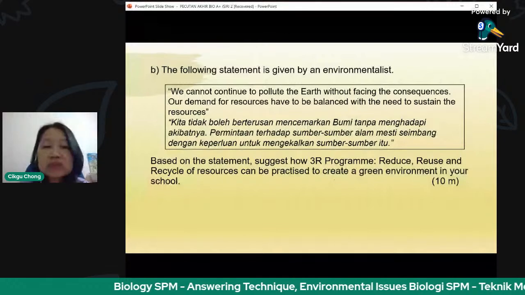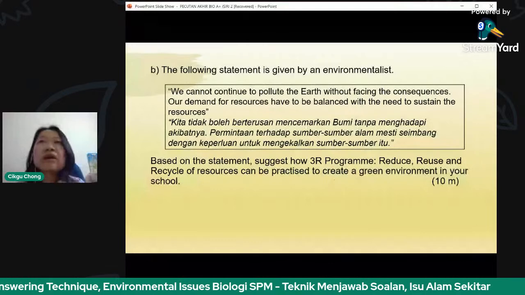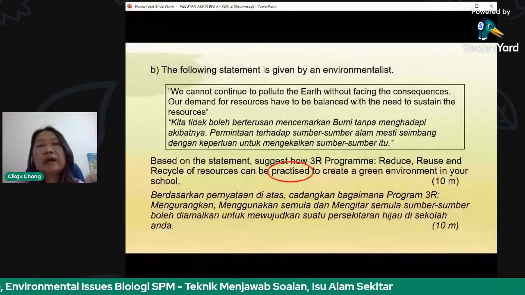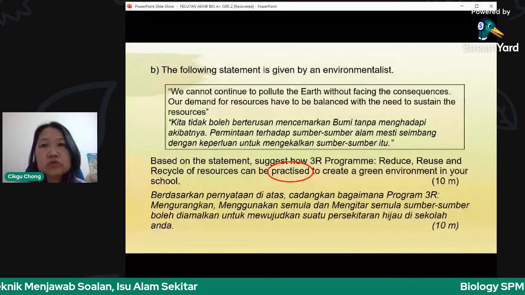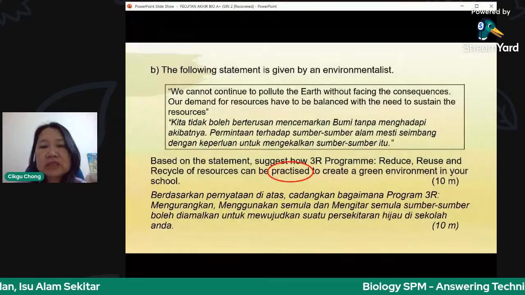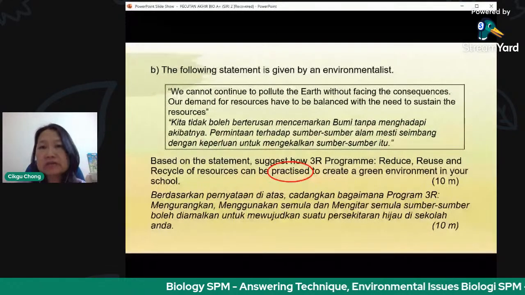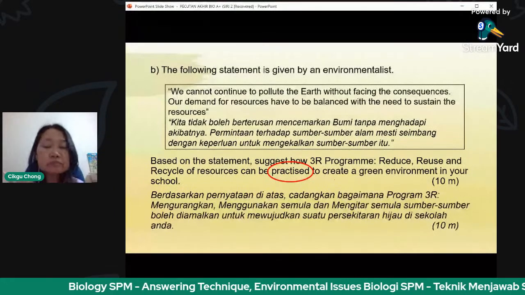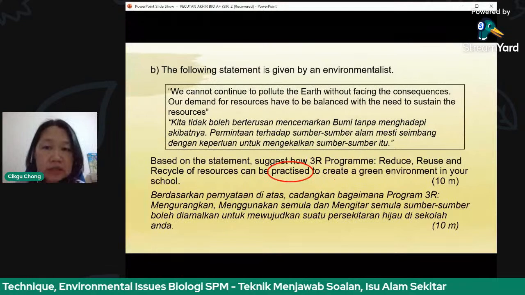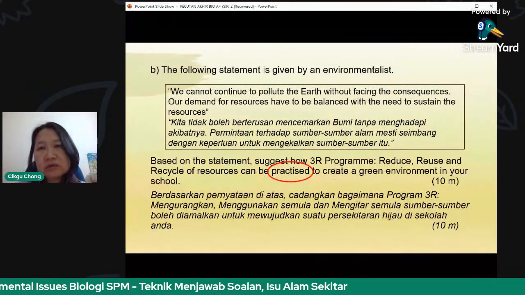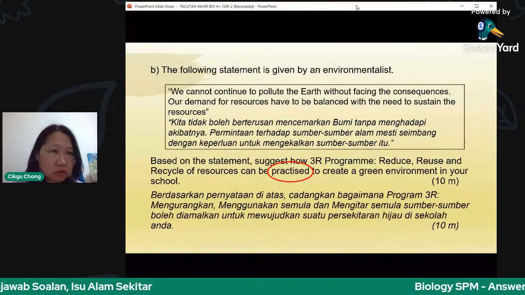Do not talk something very general. The environment, the nature, blah, blah, blah, the entire country, whatever. They want you to go back and talk about it in school. What can you do in your school to practice this 3R program? Reduce, reuse, recycle. Okay, so you can break it up. Talk about reduce, what can you reduce? Then you can reuse what, and also what can you recycle? Okay, so this is what can be done for this question.